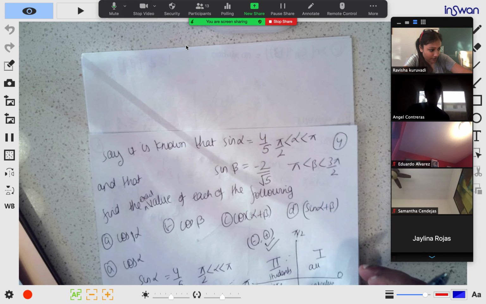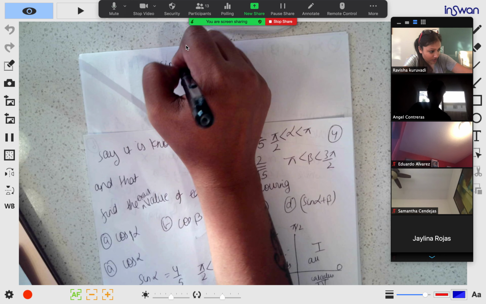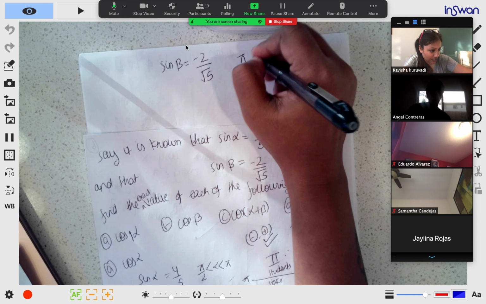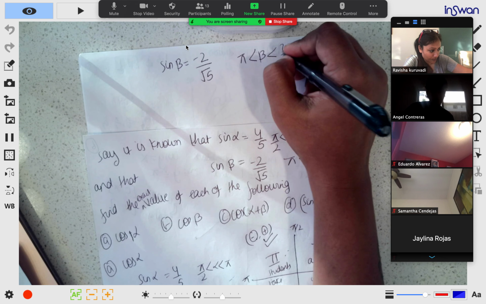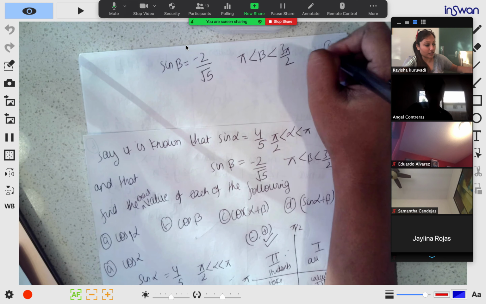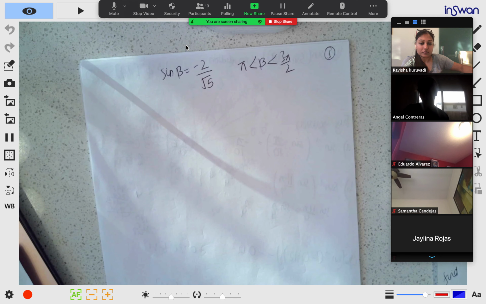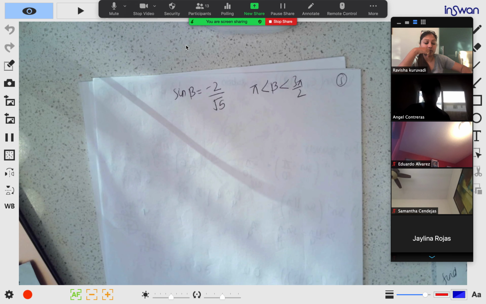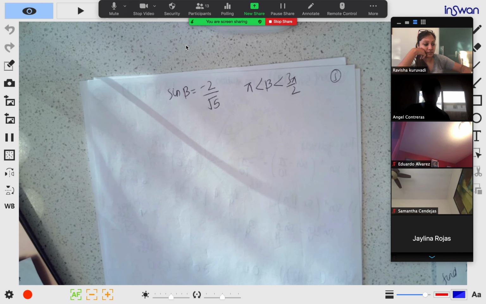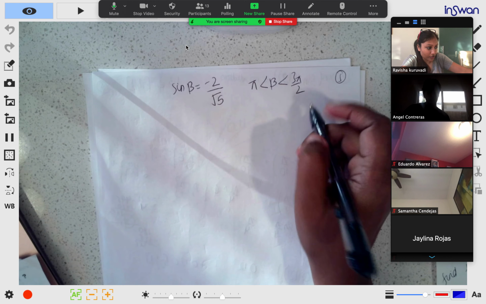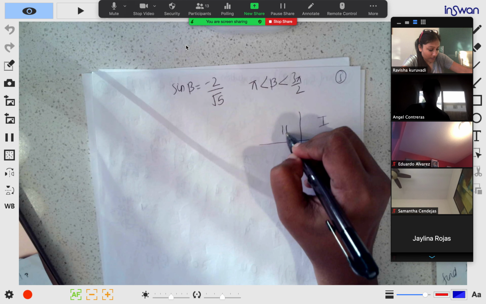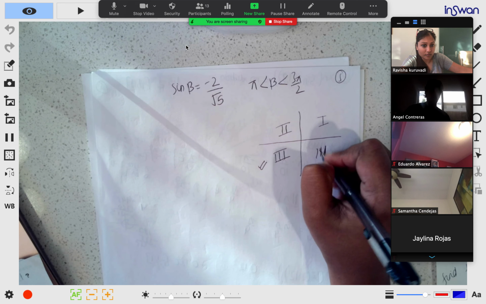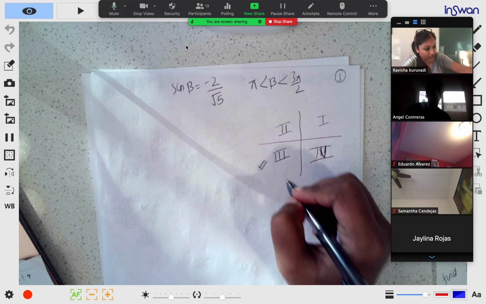So you are given sine beta is equal to -2 over root 5 and you're given pi is less than beta is less than 3 pi by 2. I need to find cosine beta. First of all, which quadrant am I talking about? The third one. In this case, what happens to my x and y? They're both negative. So your x is negative, your y is also negative.